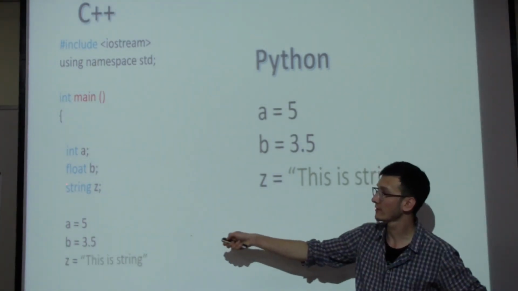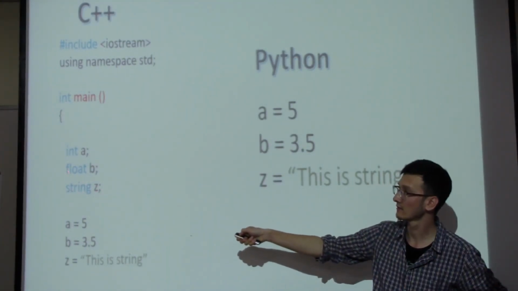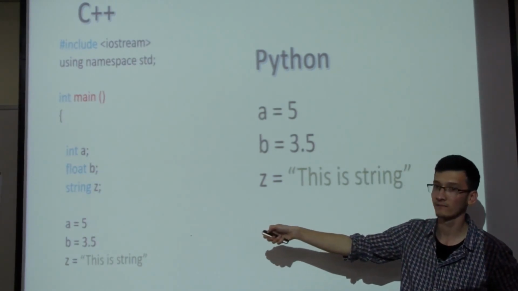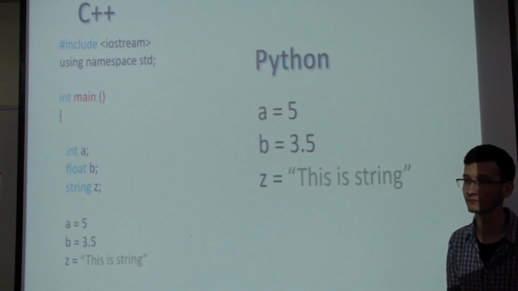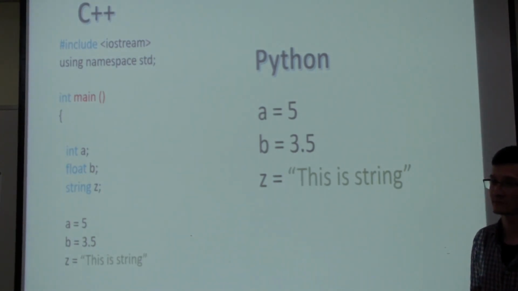Also, we are creating variables: string Z, float D, integer A. And yesterday you also mentioned some more types besides integer, float, and string that we use in Python. Boolean, false and true.